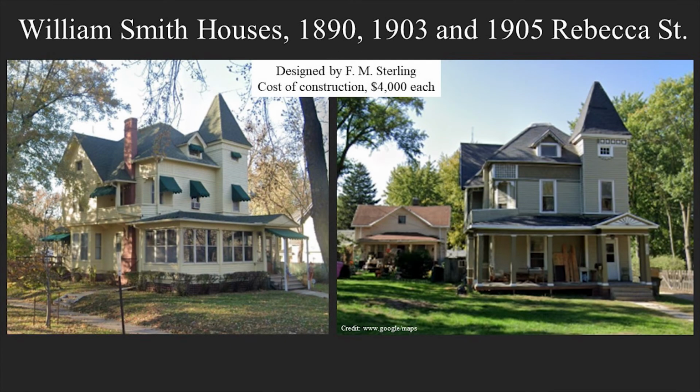William Remsen Smith houses, 1890, nearly identical, 1903 and 1905 Rebecca Street. These houses were designed by that architect I mentioned before, F.M. Sterling. Each house cost $4,000.